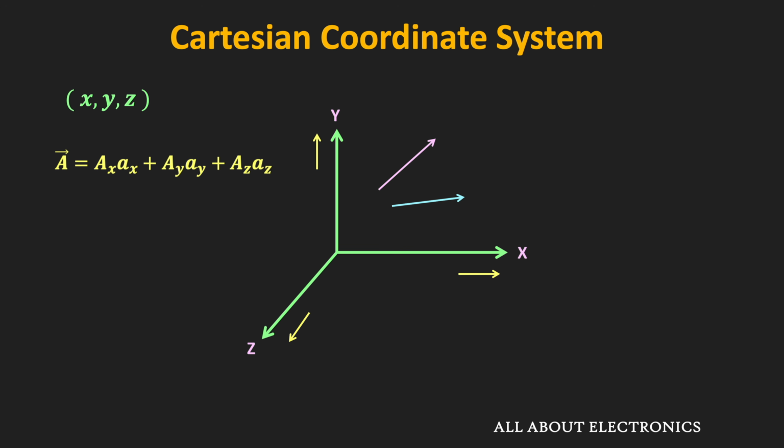That means if we keep two axes constant and change the other one, then you will move in a straight direction. For example, if we keep the x and z coordinates constant and change the y coordinate, then we will move in a straight line. That means in this Cartesian coordinate, the direction of the unit vectors always remains fixed.